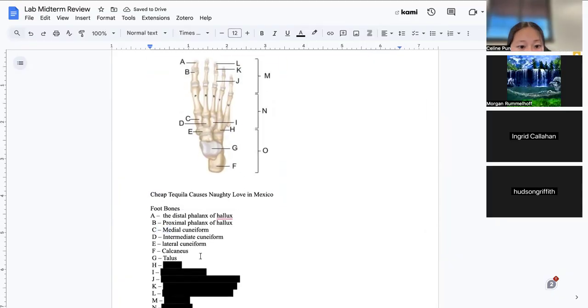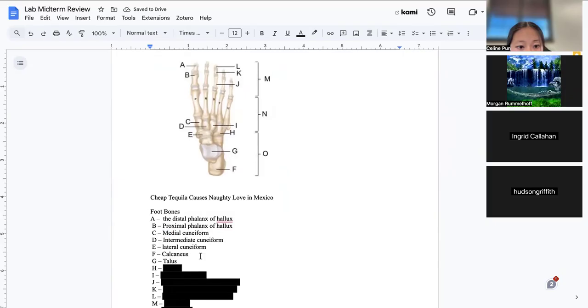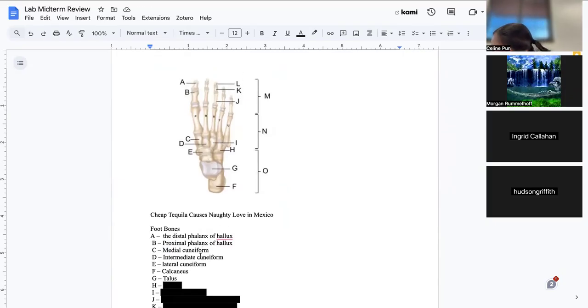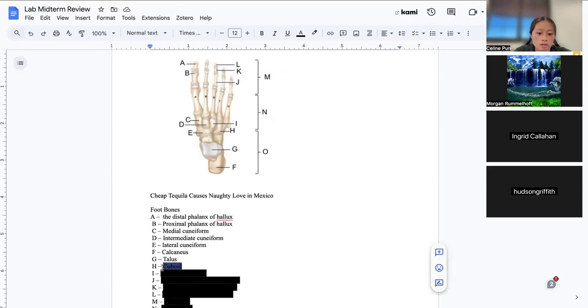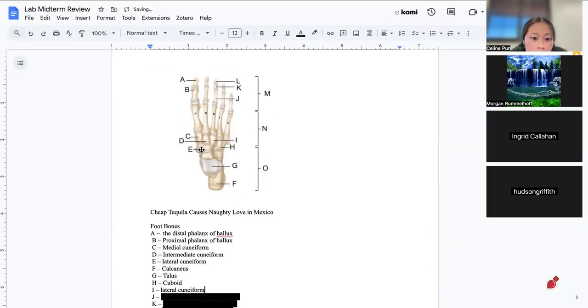H is the cuboid, and I, oh, it is I, sorry. I is the lateral cuneiform. Where is E? Oh, E's right here. E's the navicular.